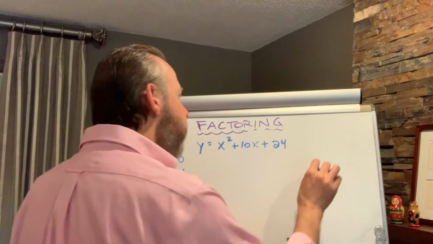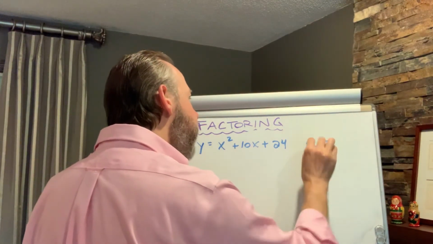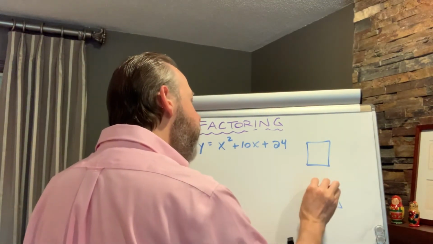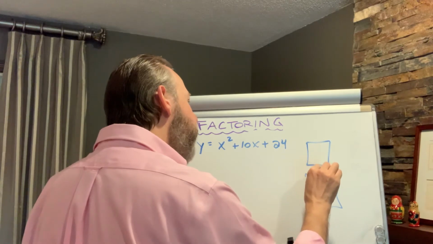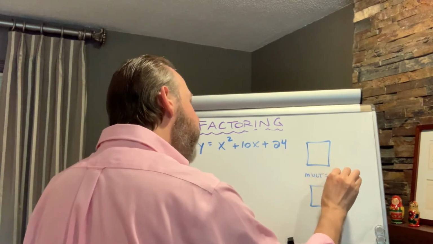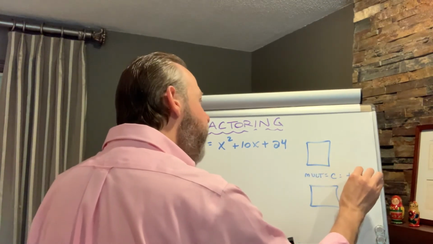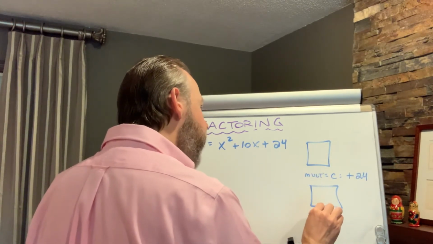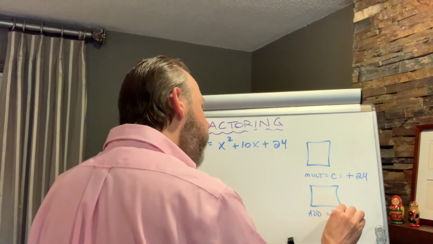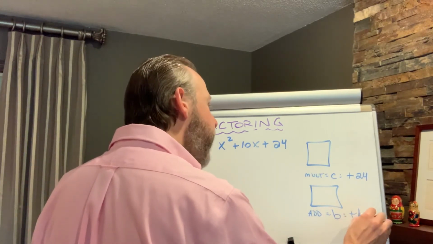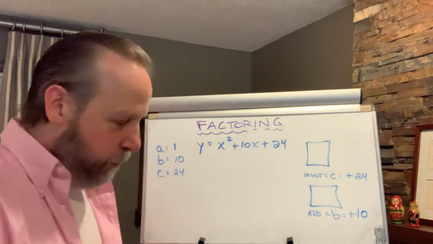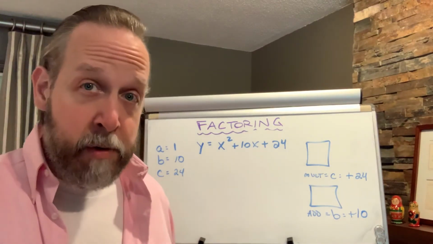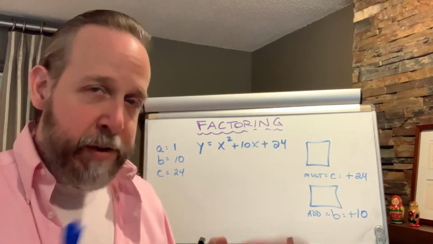Let's set up the boxes. So I have one box here and then one box there with a space in between. I know they have to multiply to be the C term, which in this case is a +24. It does not hurt to use the sign. And add up to be the B term, which I know here is a +10. So I've outlined what I have to do. Now go through the steps I told you.